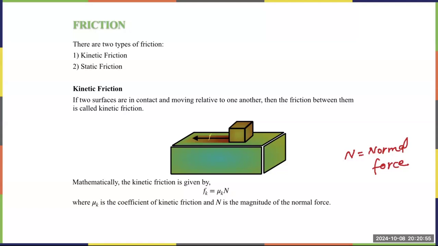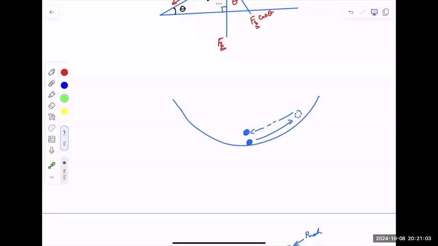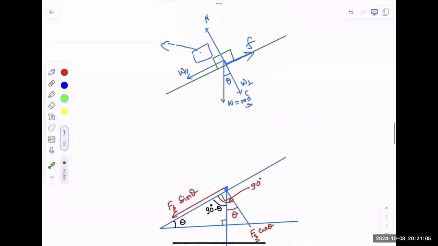No. This normal force is not always equal to the weight, because in the earlier example that we did, with this angle here, the normal force is not equal to the weight. It is equal to the component of the weight perpendicular to the surface, W perpendicular, and based on this angle theta, we can also call the other component W parallel. So it just depends. This normal force is not always equal to the weight.